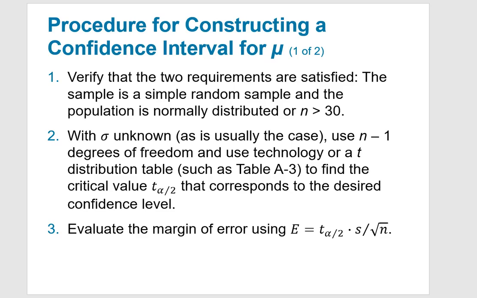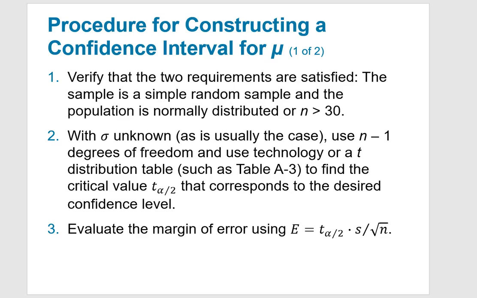When you're constructing these confidence intervals, number one, verify that the requirements are satisfied. You have to have a simple random sample, and number two, the population either has to be normally distributed or you have to have a sample size greater than 30. If the standard deviation of the population is not known, and that is usually the case, you're going to have to use the t distribution table and use the n-1 degrees of freedom, and we will talk about that.